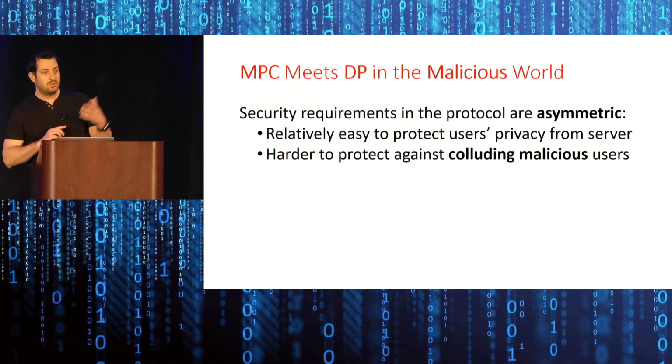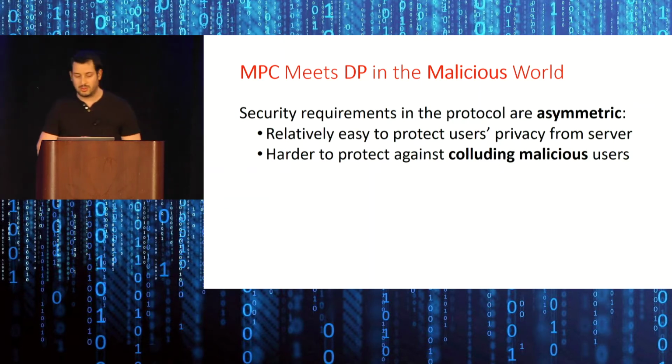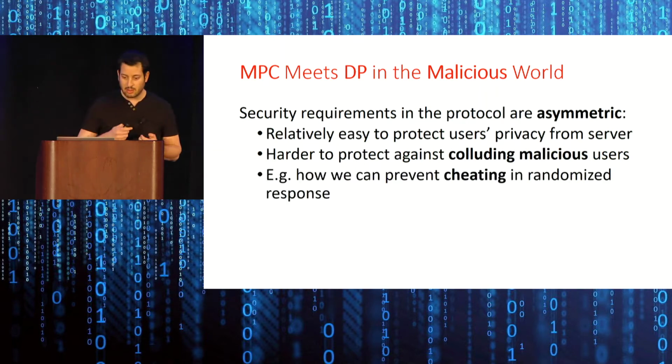Okay, so what we have here is basically what we call MPC meets differential privacy in a malicious world. We have an asymmetrical requirement for the security of the protocol. It's relatively easy to protect the users' privacy from the server. However, it's much harder to protect against colluding malicious users. And I'm going to try to give a simple example.